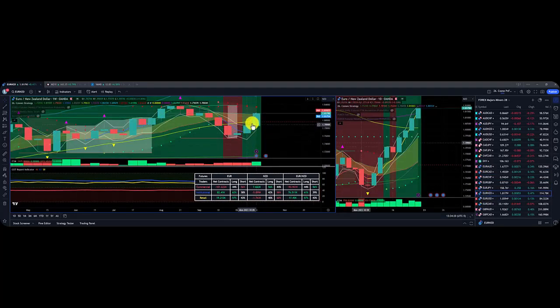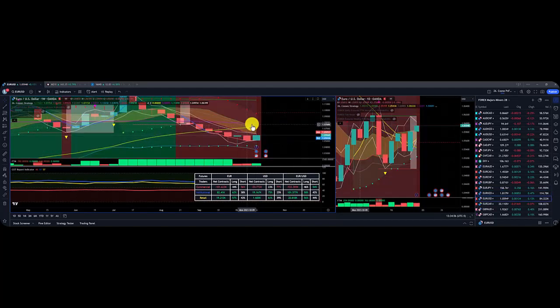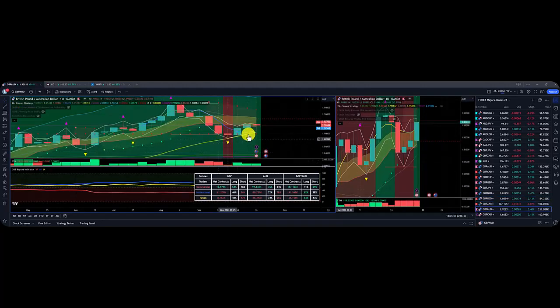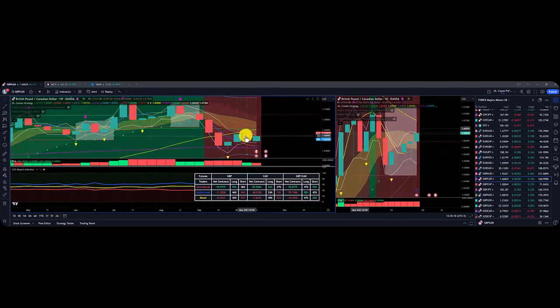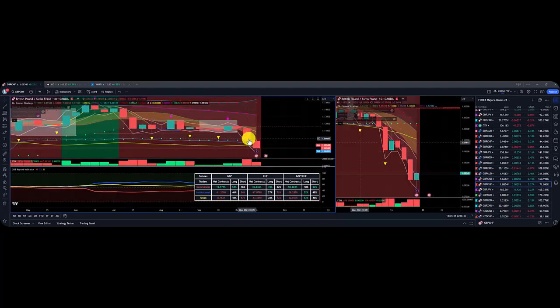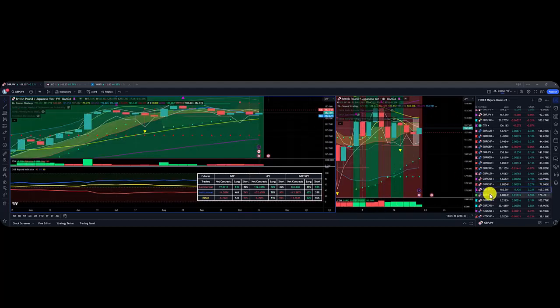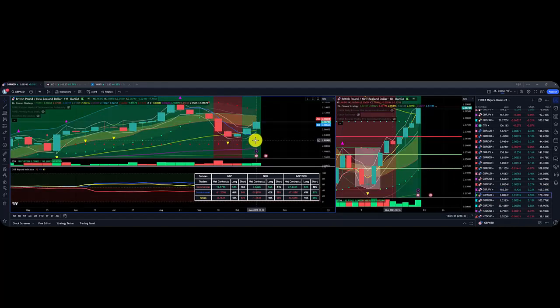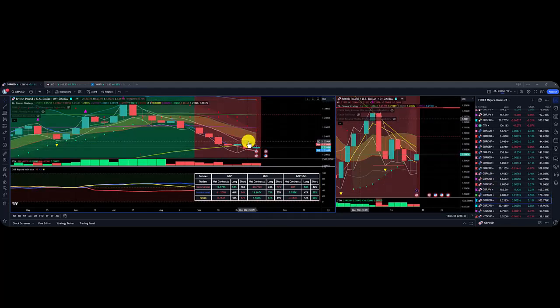No trade on Euro Japanese yen. Euro New Zealand, overall trend to the upside, gain of $1,874. Euro US, overall trend to the downside, loss of $858. British pound, overall trend to the upside, loss of $170. British pound Canadian dollar, overall trend to the downside, loss of $685. British pound Swiss franc, overall trend to the downside, overall gain $1,150. No trade for British pound Japanese yen.